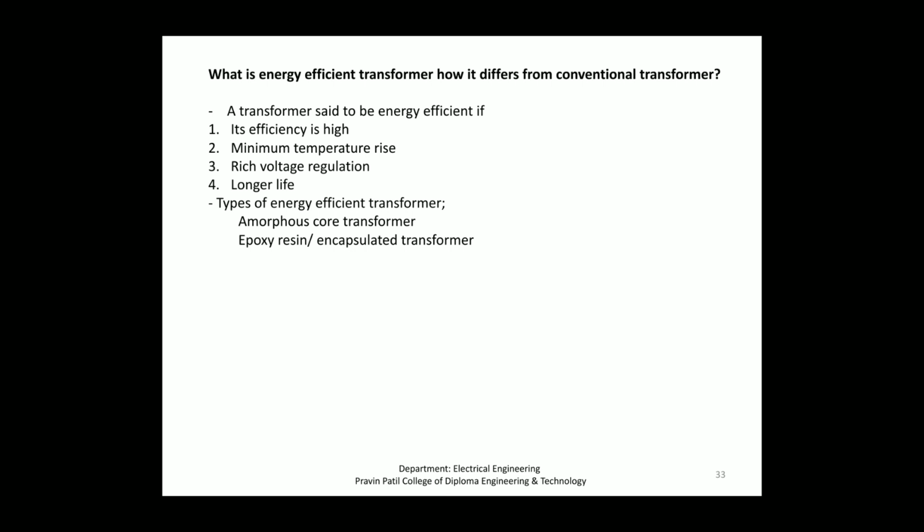The core of a conventional transformer is made of iron material, but in an energy efficient transformer, the core is made of amorphous material or epoxy resin. Okay, this is the difference between the energy efficient and conventional transformer.